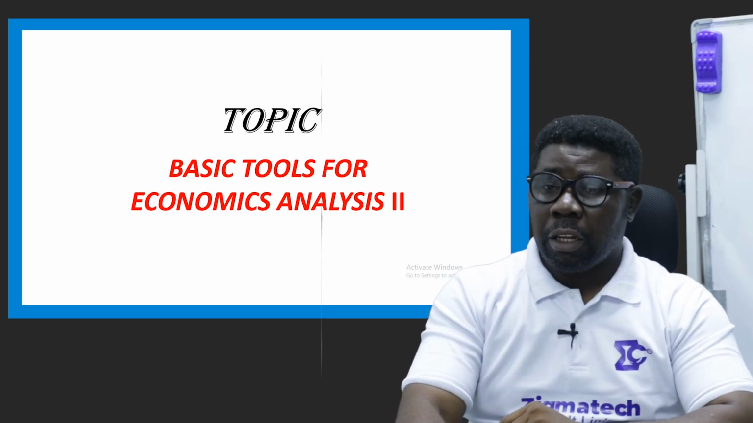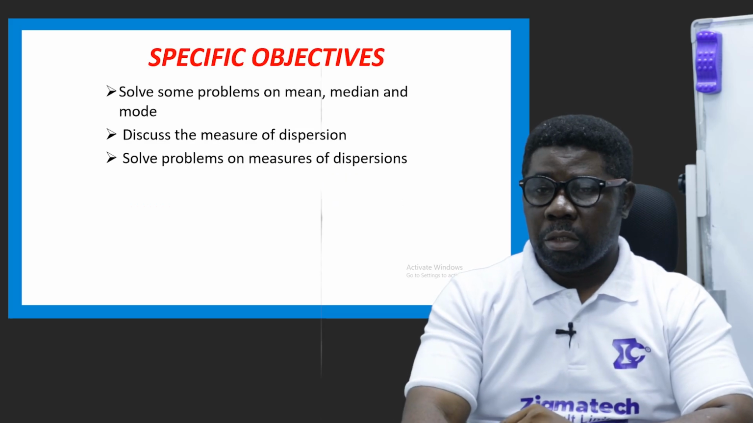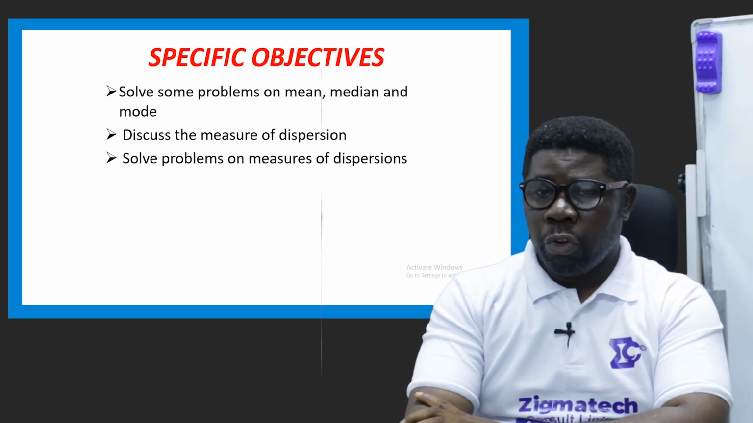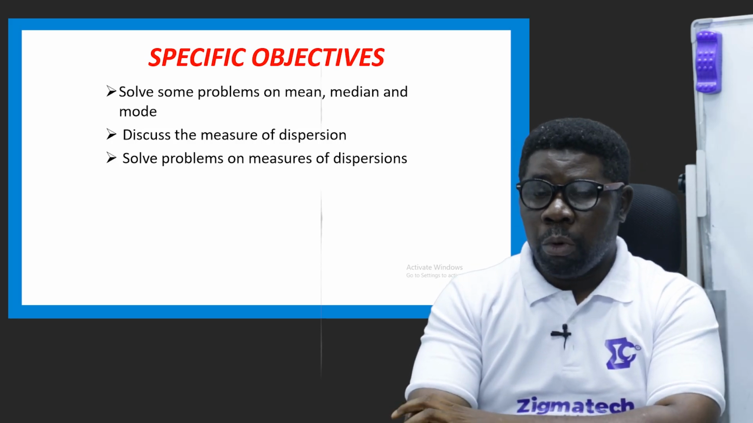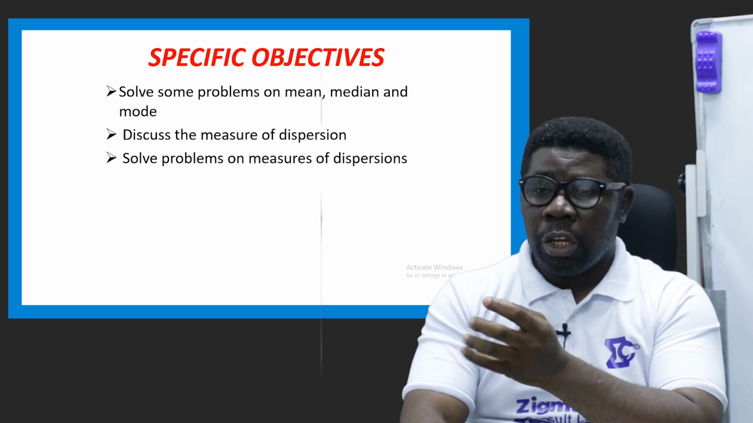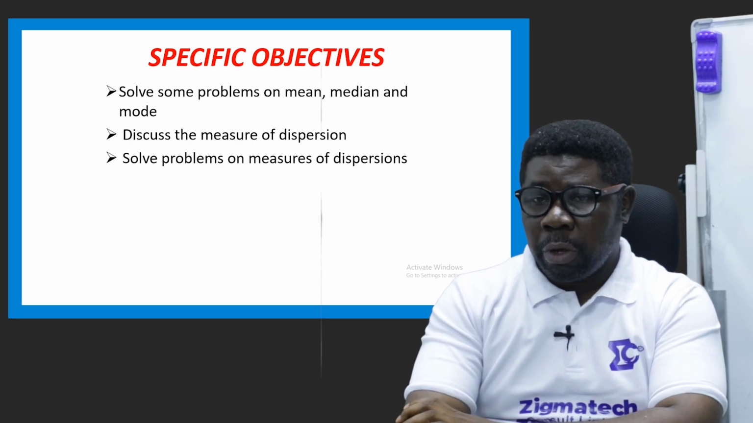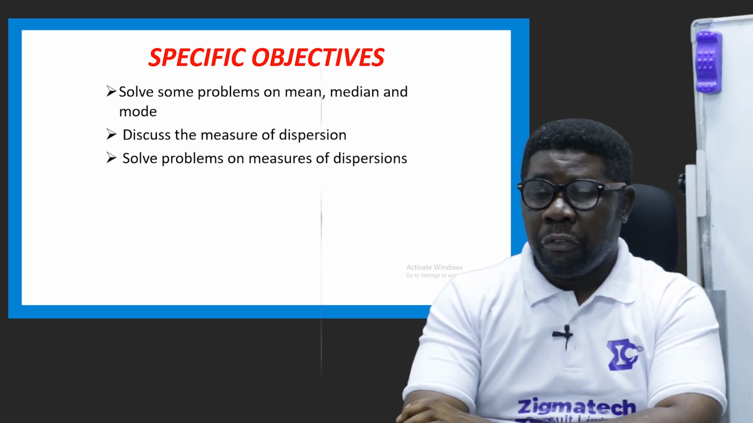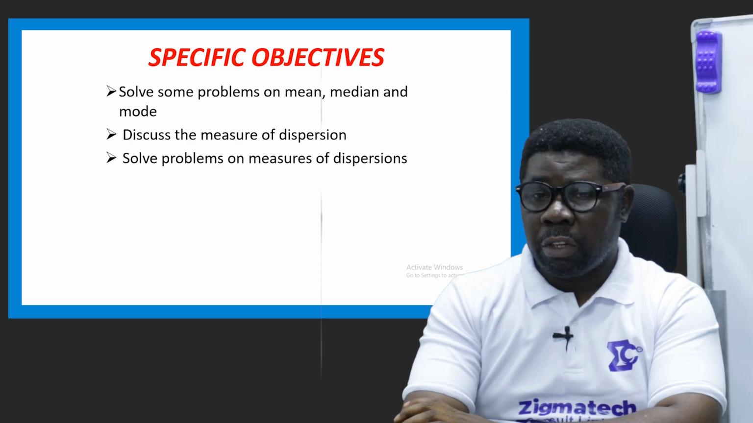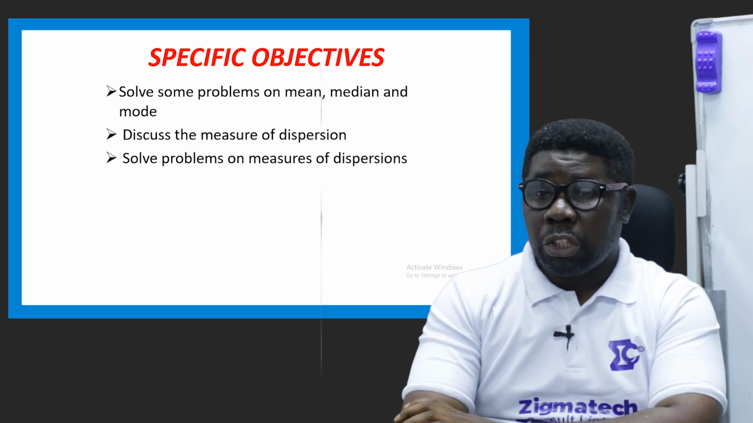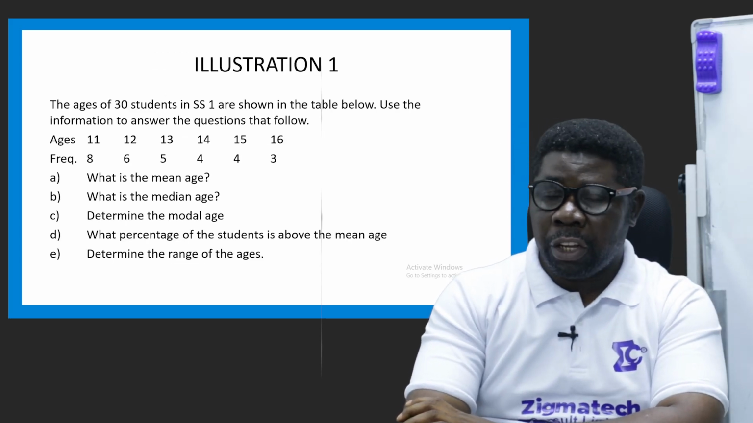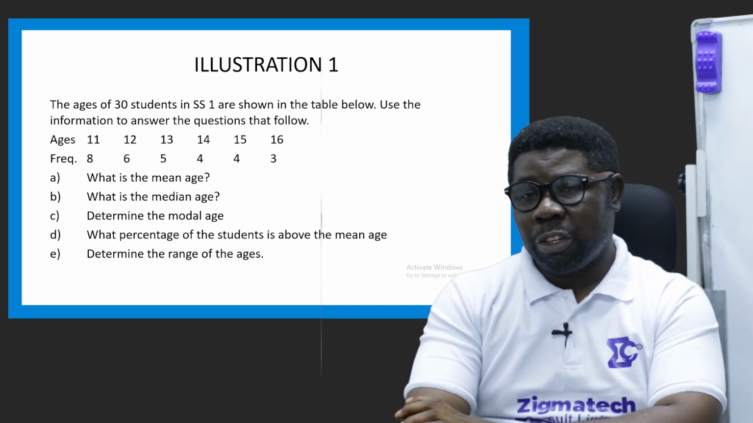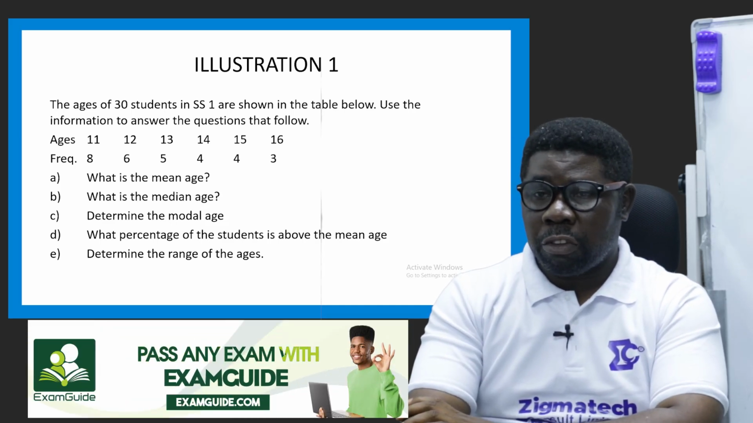So let's go further. In this lesson, we're going to solve some problems on mean, median, and mode, following up from the frequency distribution table we already have. We can have other questions like that and we'll solve them. Then we're going to discuss the measures of dispersion as well as solve some problems on measures of dispersion. So please get motivated, get focused.